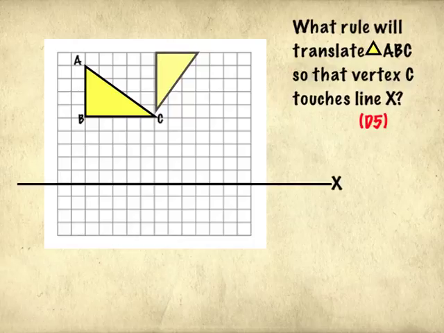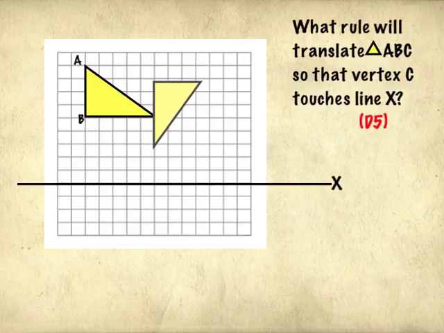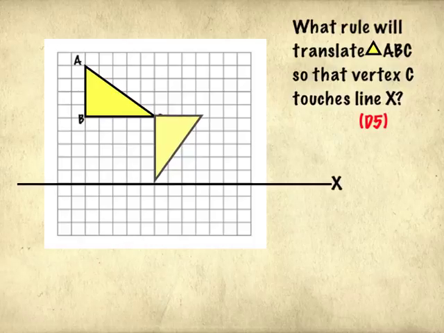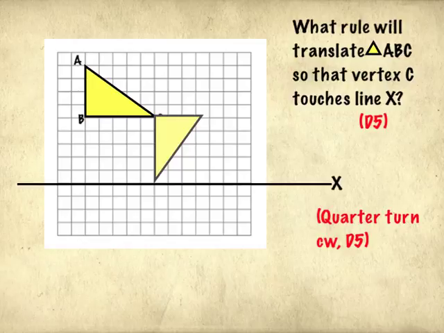I'm just going to fix the size. Close enough. That would be my first one, a quarter turn, and then I need to move it down 1, 2, 3, 4, 5 spaces. So I would write that as quarter turn, down 5. And I'm sorry, I keep saying counterclockwise. It's a quarter turn clockwise, and then D5, down 5. And that puts vertex C all by itself touching line X. So those are both rules that would translate triangle ABC so that vertex C touches line X.